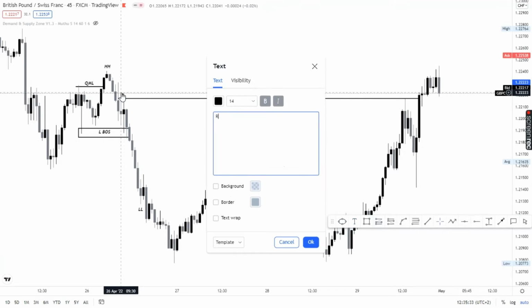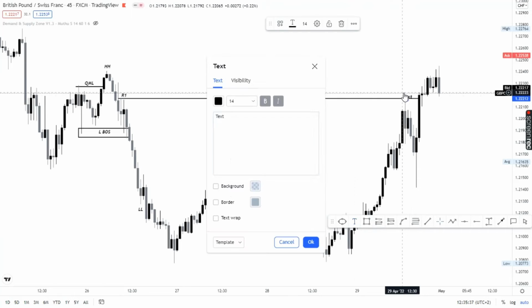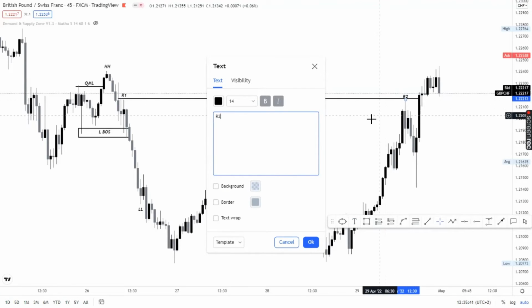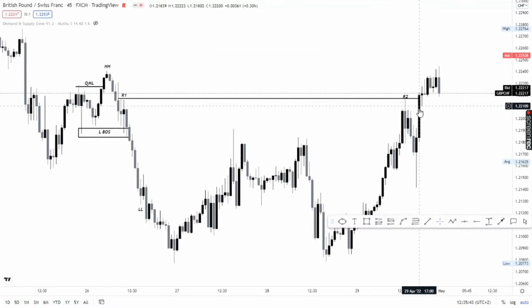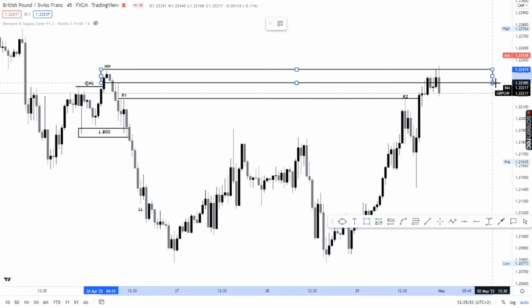So this is my R1 and this is my R2 right here, and you can see the third touch. The third time the market tried to come to this level, you see that the market pushed through that level with momentum, taking out everyone who was trying to sell from that level. And then the market came and responded from this level right here.